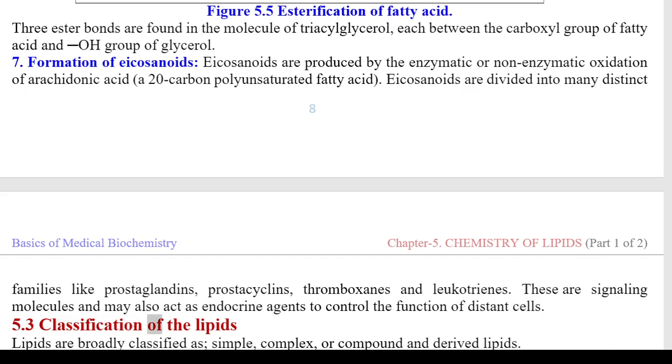5.3 Classification of the lipids. Lipids are broadly classified as simple, complex, or compound and derived lipids.